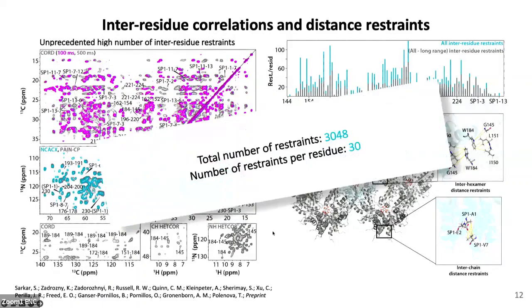So far I was able to assign more than 3,000 distance restraints, which means 30 restraints per residue. And I'm very excited to say that this is the highest number of distance restraints that were assigned for MAS NMR structures reported in the literature for proteins with more than 100 residues.